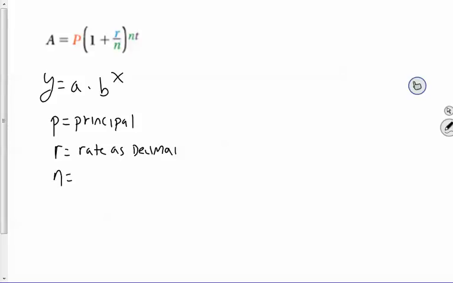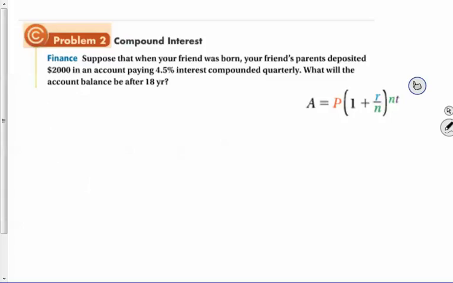N is number of times compounded. So if it's quarterly, it's 4. If it's monthly, it's 12. If it's semi-yearly, it's 2. And T is time in years. This is very important. You will see this again in Algebra 2, and we might mess with it a little bit in this class. So here's an example of it.